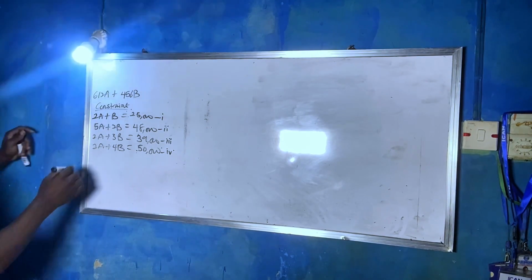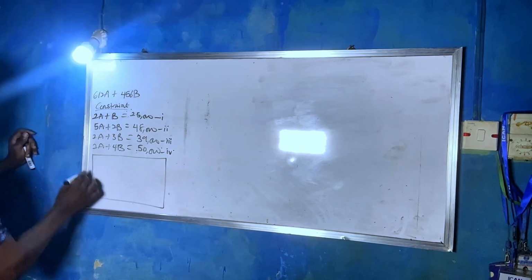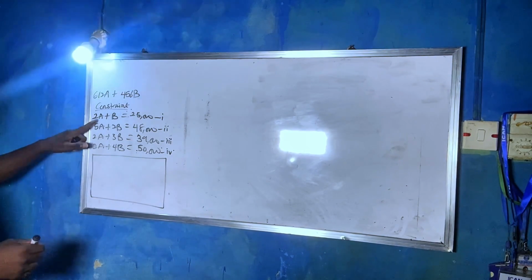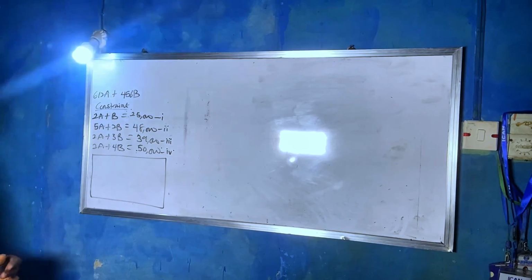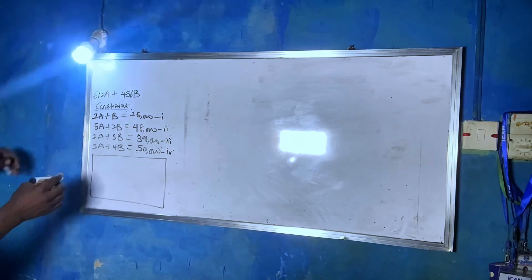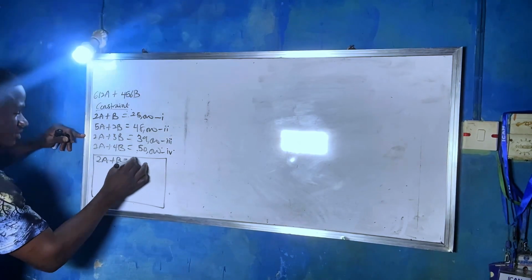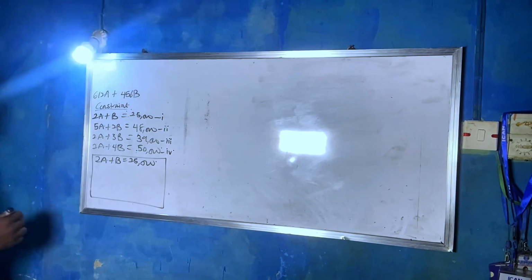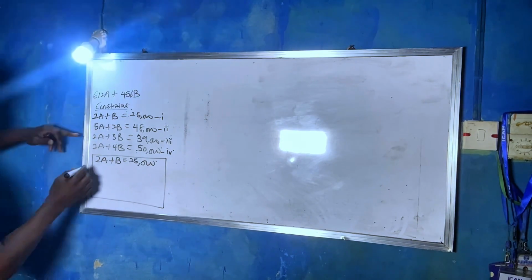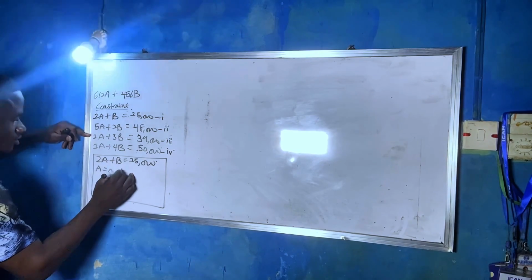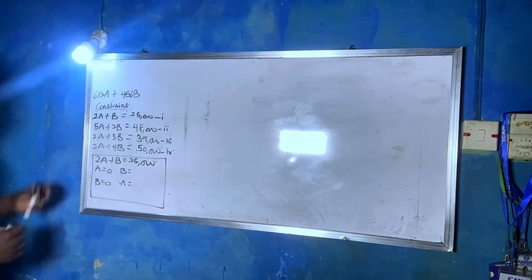So from equation 1, let's start here. Equation 1 is 2A plus B equals 25,000. Of course, if my A is 0, B is simply equal to 25,000. So if A is equal to 0, what is B? And if B is equal to 0, what is A?